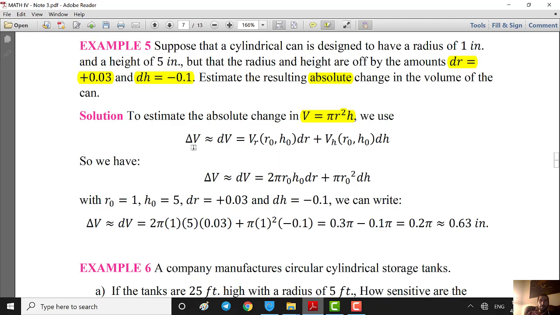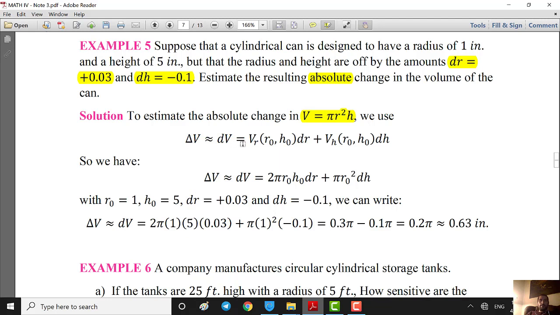Now, the change that we see in v or dv, as you know by the formula for total differential, is equal to round v over round r evaluated at the starting point, which is r0 and h0 equal to 1 and 5, times dr, plus round v over round h evaluated at the same point times dh. Okay?